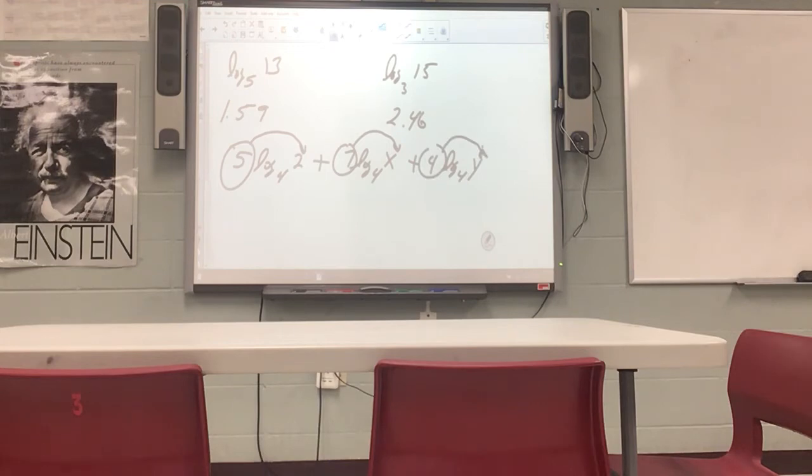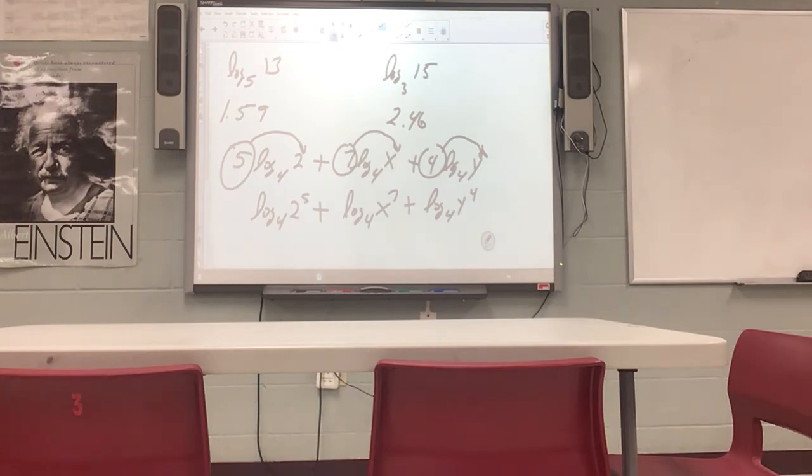So I'm going to rewrite log base 4 of 2 to the 5th plus log base 4 of x to the 7th plus log base 4 of y to the 4th. I get the simplifying part, but I don't get the... You don't like it going the other way?